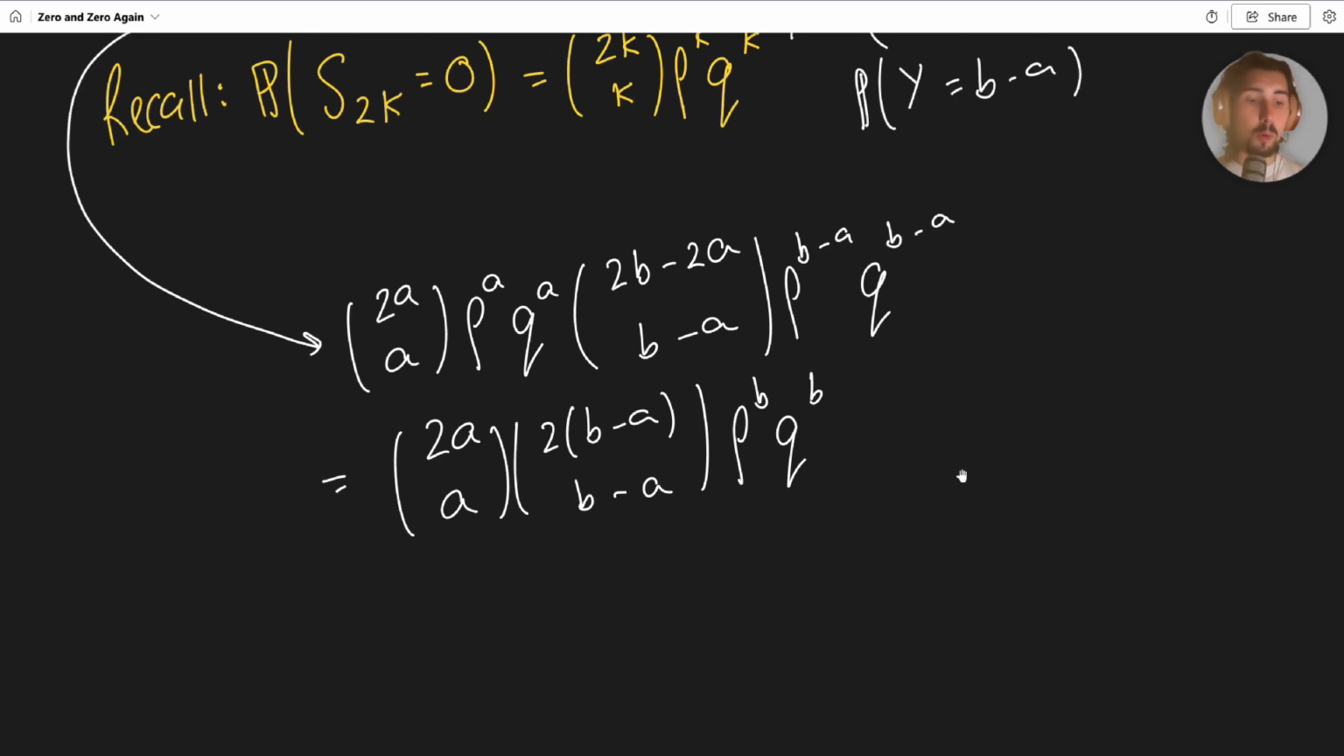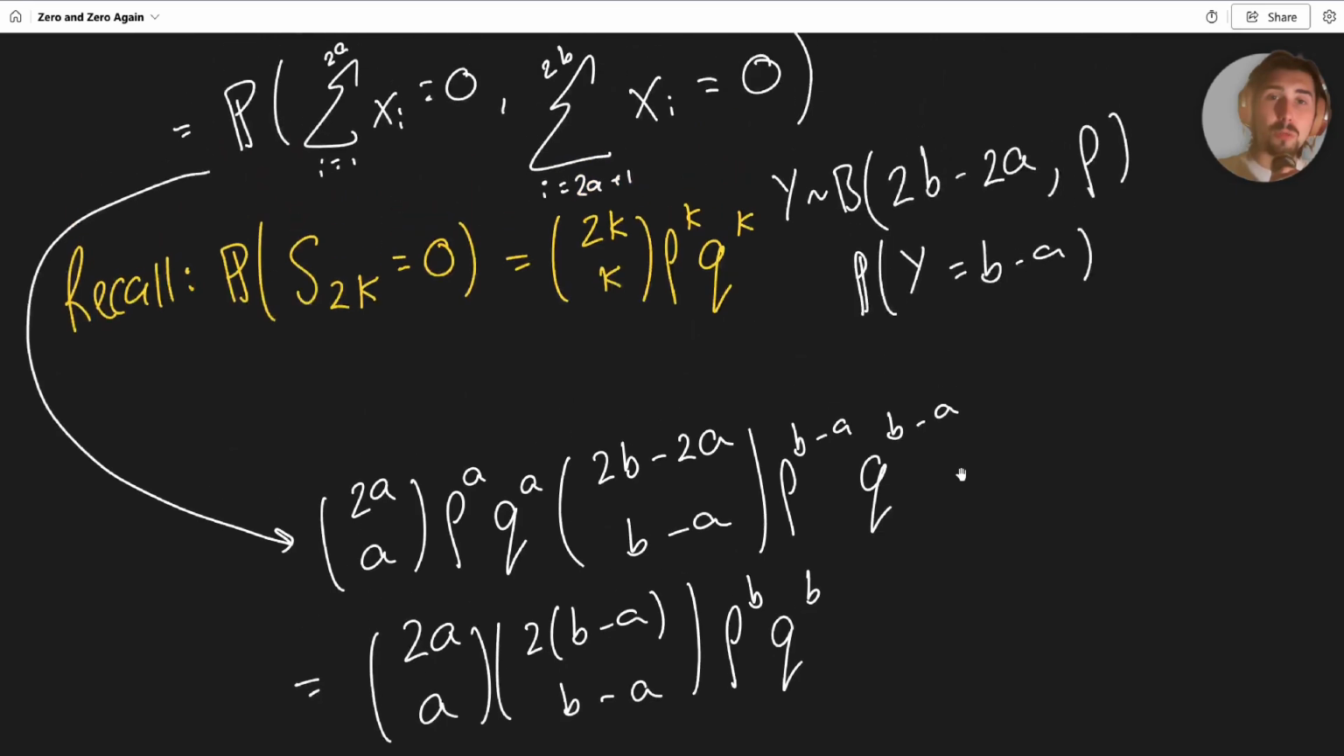So incredibly important result, really, really useful to make sure you fully understand this, because again, this technique is going to be used again and again, and typically it's going to be used in harder questions. So make sure you really, really get this.